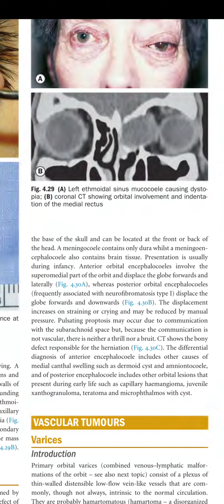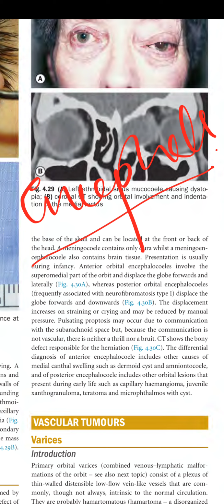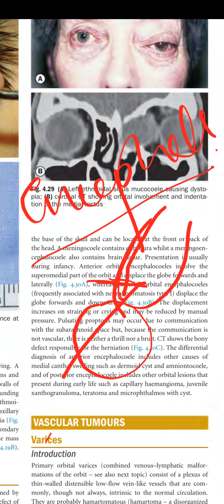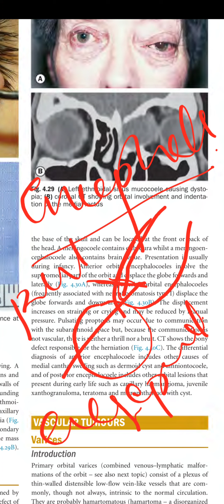So basically the major important point in a case of encephalocele is that it is a developmental disorder. Whenever there is a defect in the intracranial cavity and there is herniation of brain tissue, it is basically an encephalocele. It will cause pulsatile proptosis without bruit and thrill because of the communication of the CSF and the orbit.